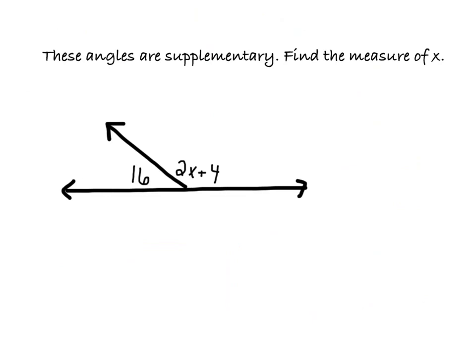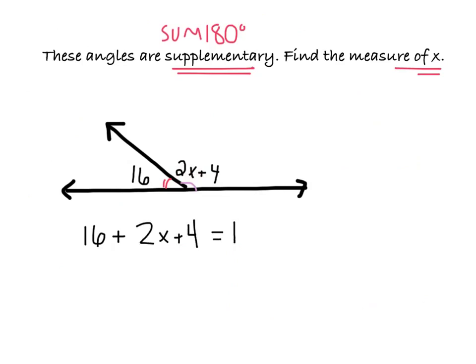Sometimes it's going to get a little bit more complicated, where we'll start putting some variables in the mix. Let's see how to solve it. So it says these angles are supplementary. That's super important for me to know, because that tells me that the sum of those two angles is 180 degrees, right? So I can use that to find the measure of x. And so I know when I add this angle to this angle, they're going to add up to 180 degrees. So I can write an equation, and I say 16 plus this angle here, which we're going to call 2x plus 4, has to be 180 degrees, so equals 180 degrees.